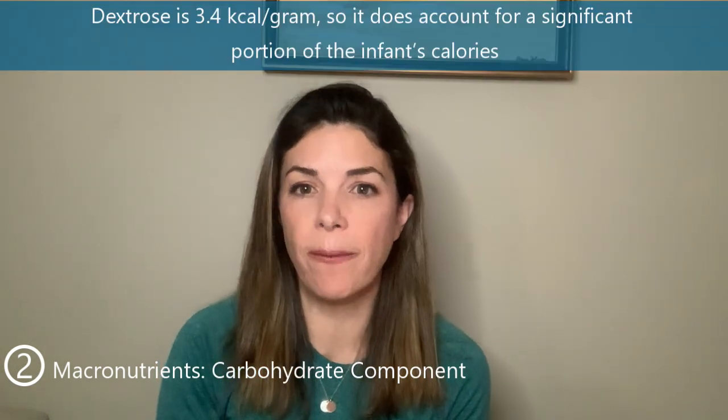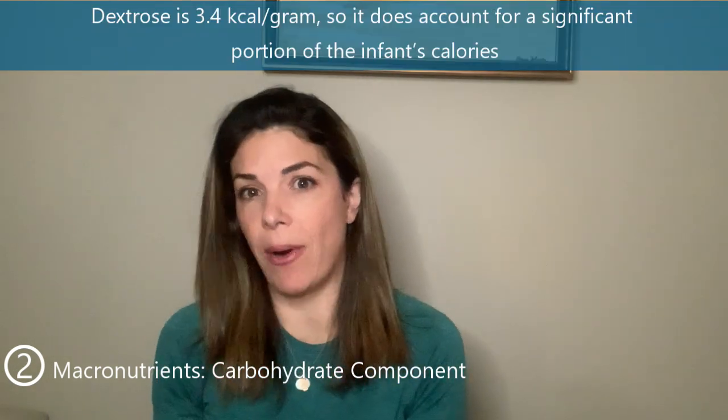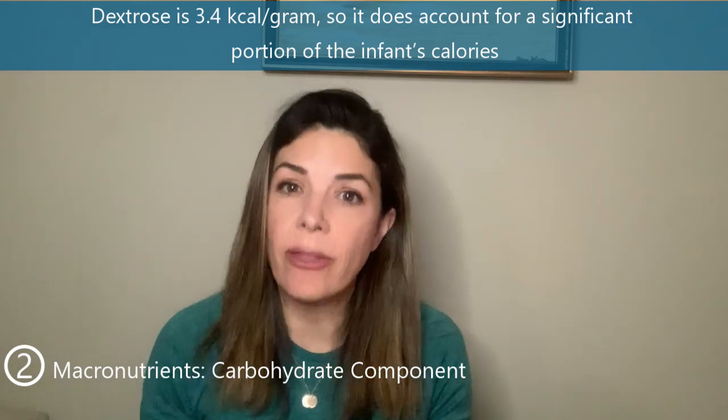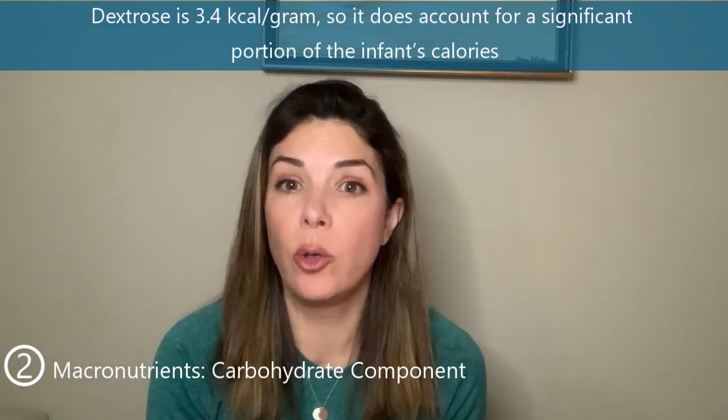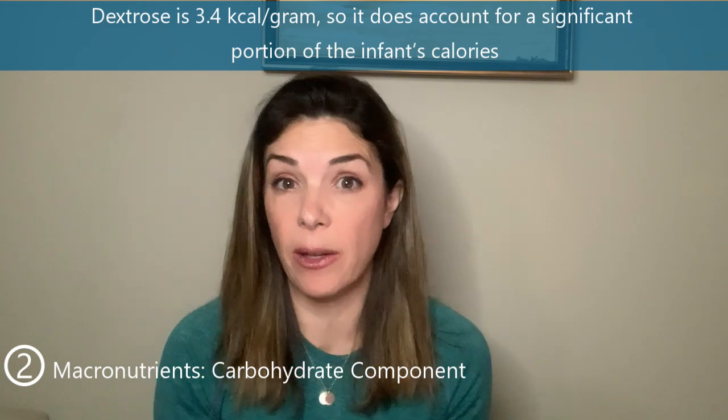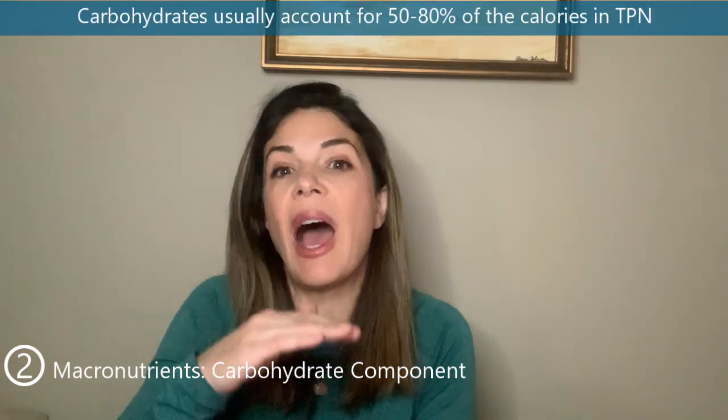Okay, so a few things you need to know about the dextrose component. 1 gram of dextrose has 3.4 calories per gram. So altogether, it does contribute a lot to the calories that an infant is receiving. In fact, the carbohydrate proportion is the highest contributor of the calories to the baby's TPN. It contributes somewhere between 50 to 80% of the baby's calories in the TPN.